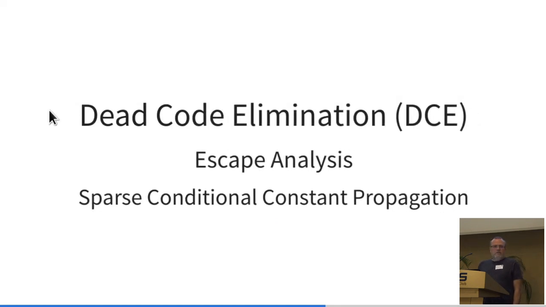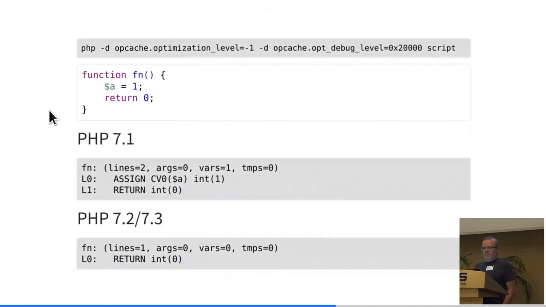Like I said, PHP 7.3 has much better DCE, escape analysis, and SCCP. This is one of Dimitri's babies he's been playing with for the last couple of years, and it's pretty fun stuff. If you're interested in compilers and optimization, go have a look at the DCE and SCCP code in PHP. It's cool. I'll show you some of the things it does.